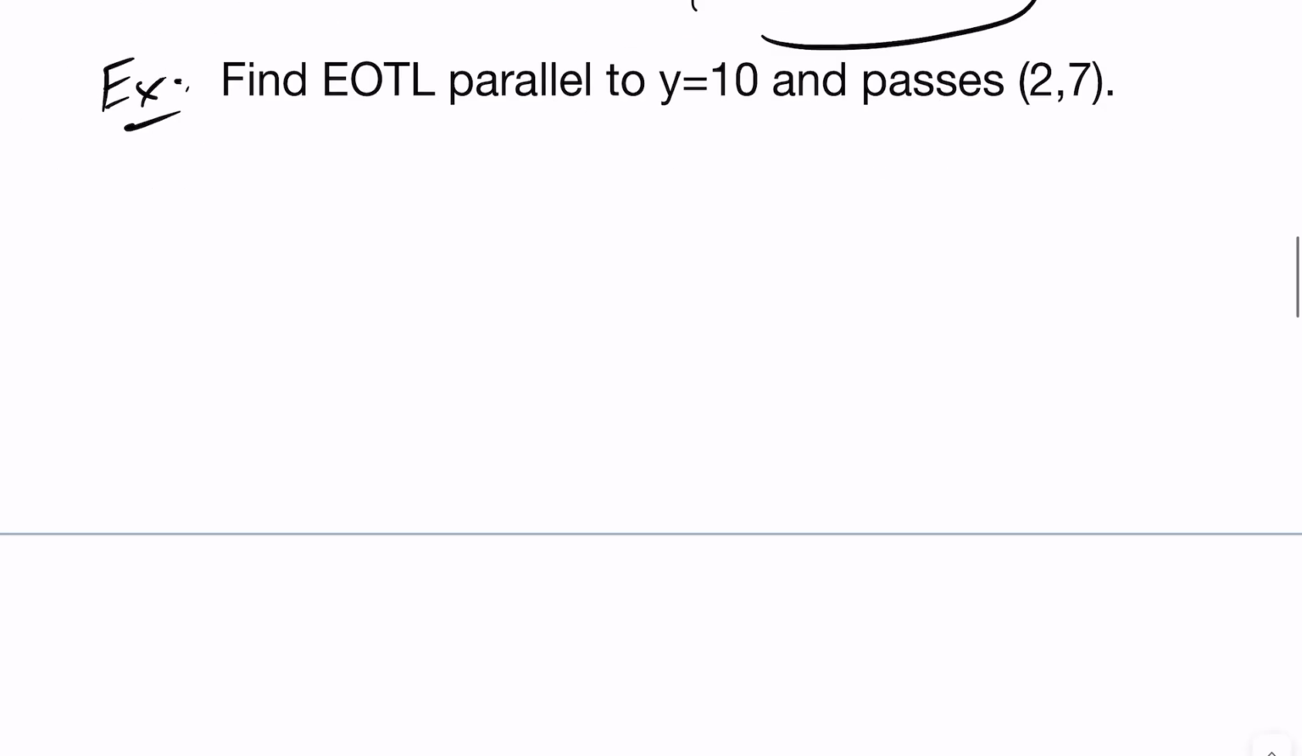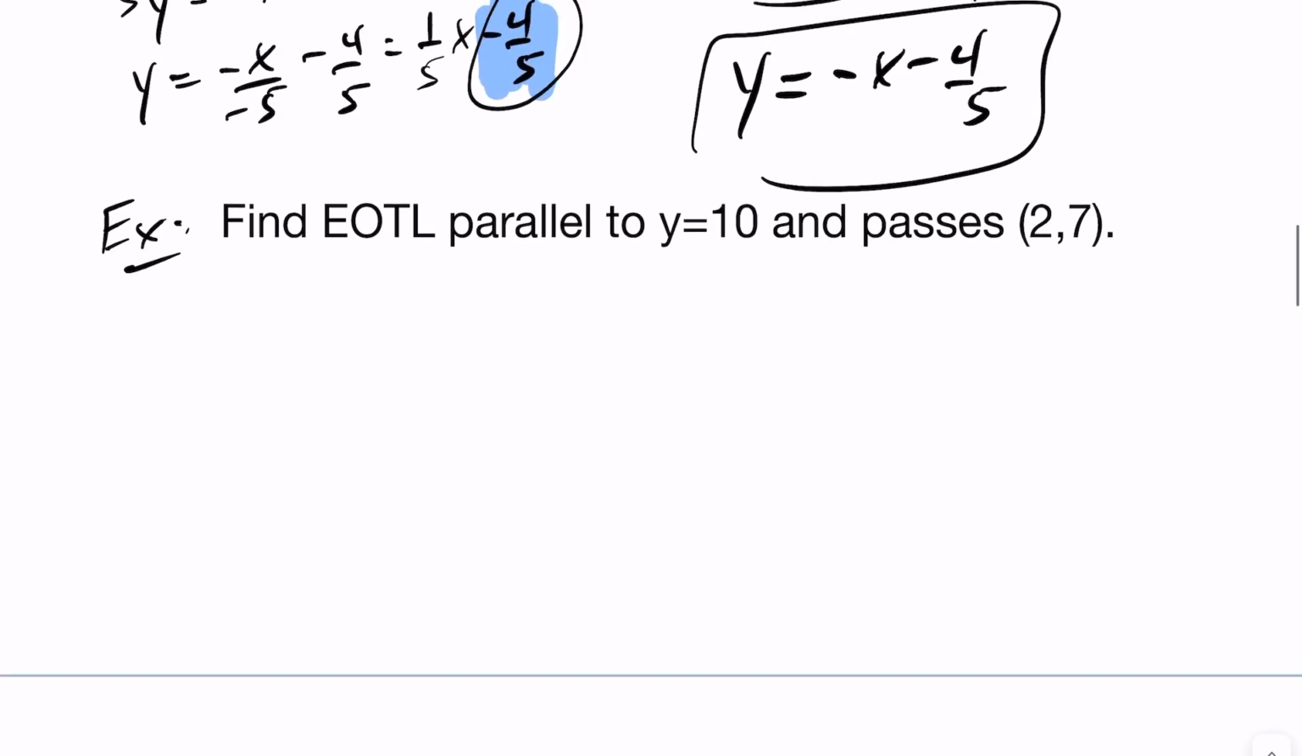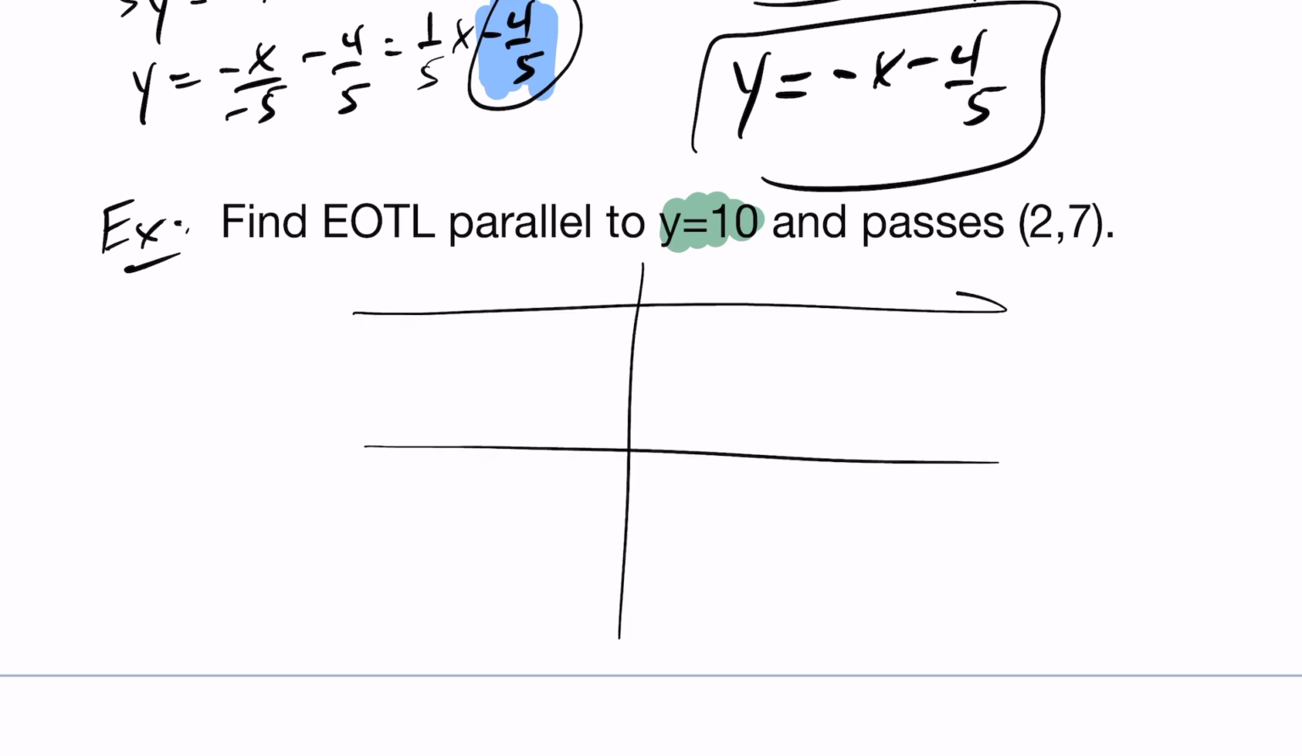All right, let's take a look at another. So for this question, what we want to do here is find the equation of a line that's parallel to the line y equals 10. So let's take a look at what the line y equals 10 looks like. So y equals 10 is a flat line here. That's y equals 10.